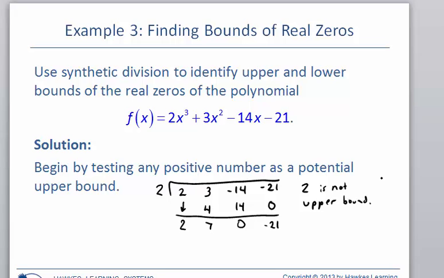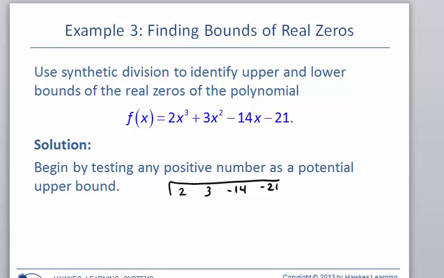So now what we want to do is try a different positive number. We want to try something a little bit bigger than 2. So we might look at it and say, okay, what if we tried 3? Let's do the same thing, but for 3. So I'm going to do synthetic division with the 3. Again, we're going to drop this 2 down. 2 times 3 is 6, and we'll add, giving me 9. 3 times 9 is 27, and we're going to add, which gives me 13. 3 times 13 is 39, and we're going to add, and we get 18.